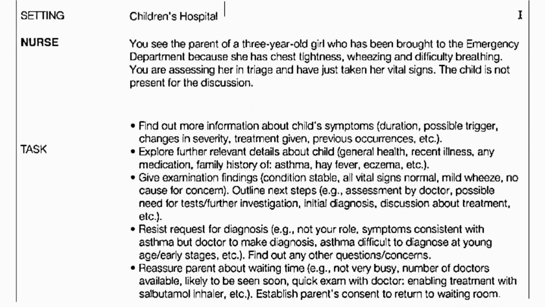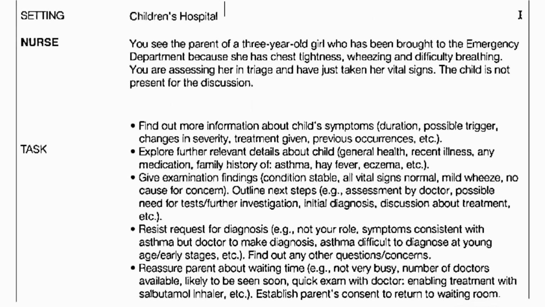Then, resist request for diagnosis. If you see the term resist, that means you are to say no, but you could not say no in the OET role play. They have given that it is not your role, symptoms consistent with asthma, but the doctor is to make the diagnosis. Asthma is difficult to diagnose at a young age or early stage. Find out any other question.